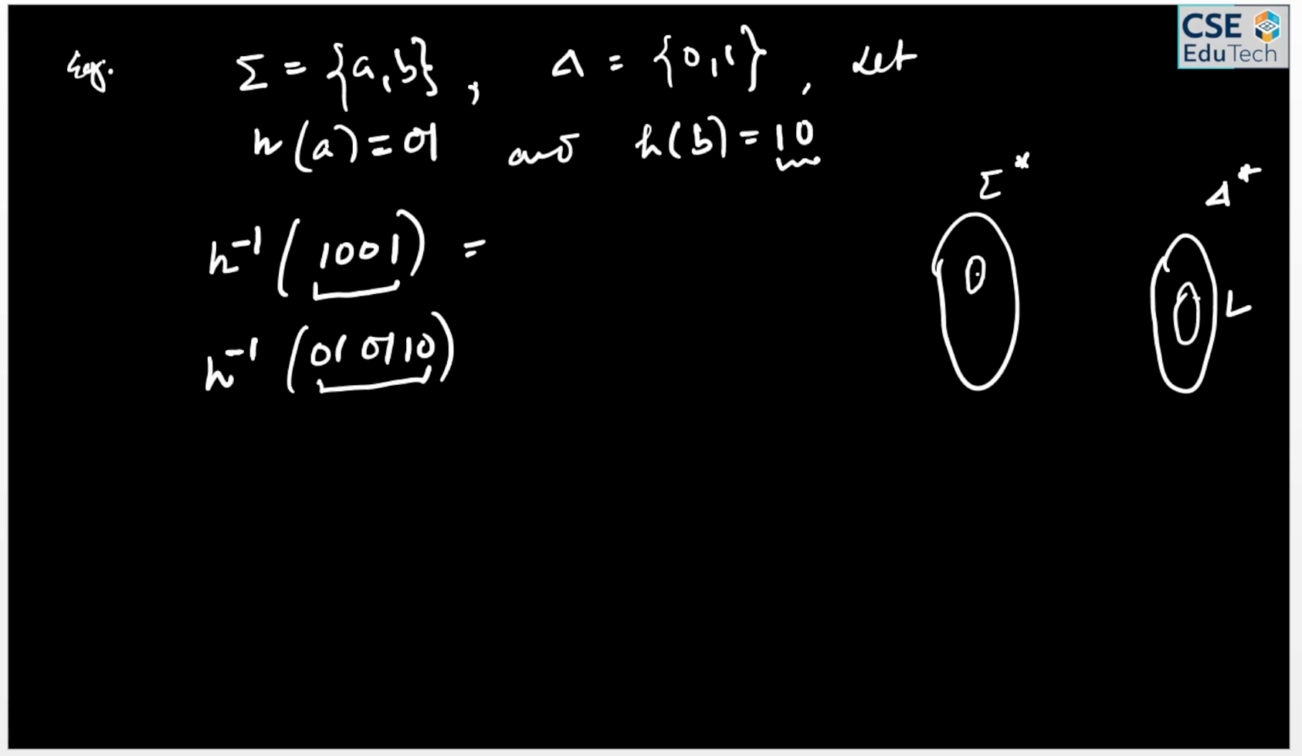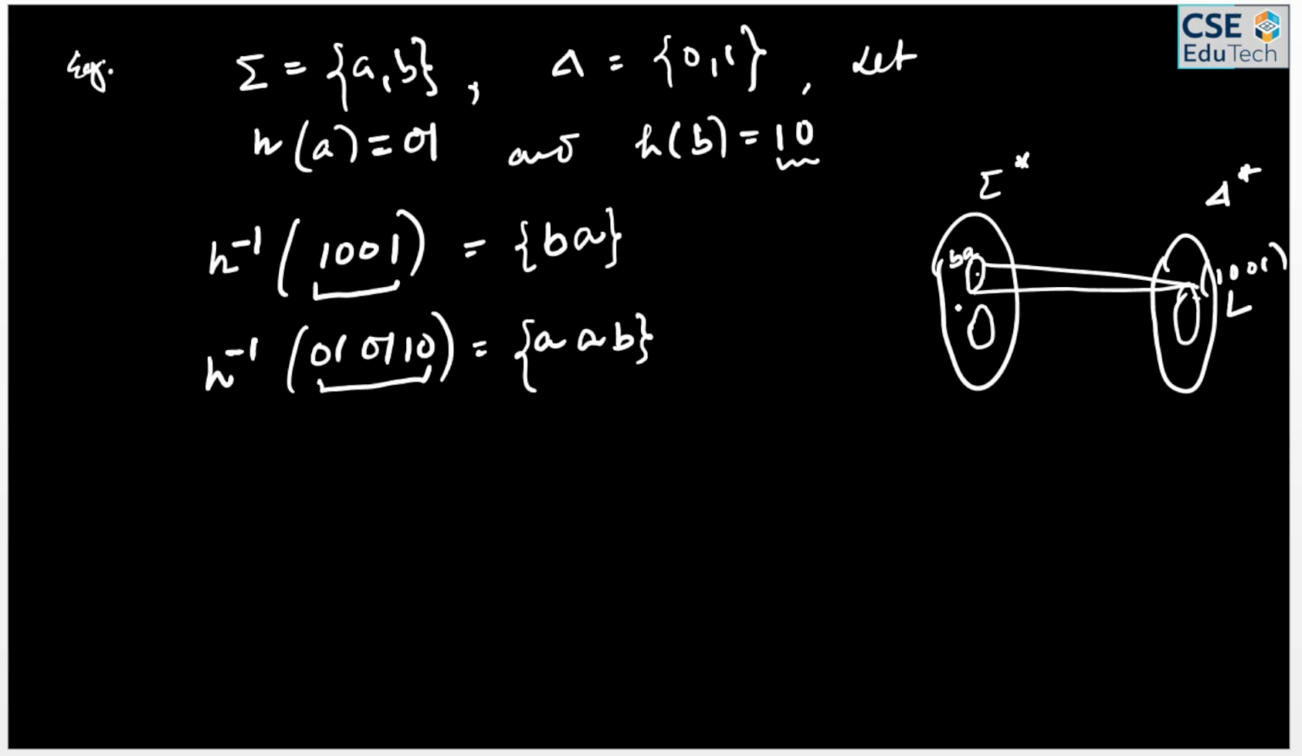Look here, 10 we can replace by B. So we can write B and A. So for this string it will be BA, and it will map to here. For the string 1001, another possibility: 01 means A and 10 means B. So another string from sigma star will be AB, which is also mapped to this language, where the string will be 0110. So BA and AB belong to this set, generated by sigma star. So this is basically the inverse homomorphism. So thank you.